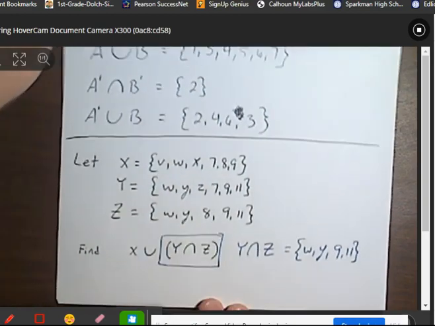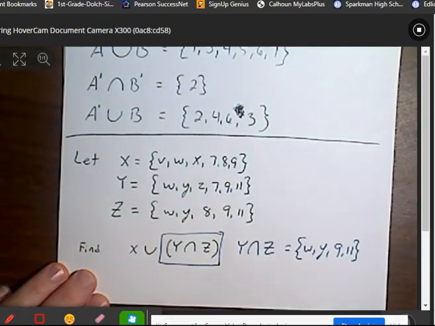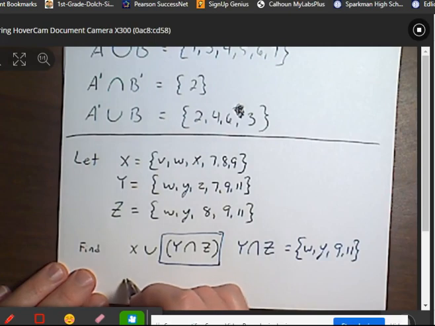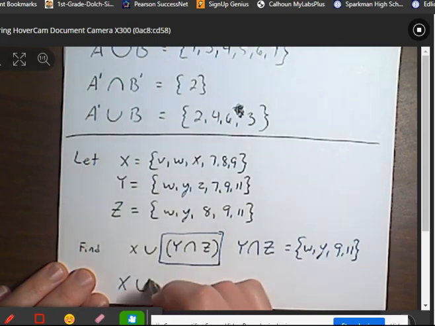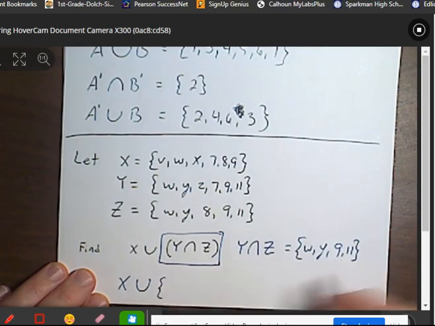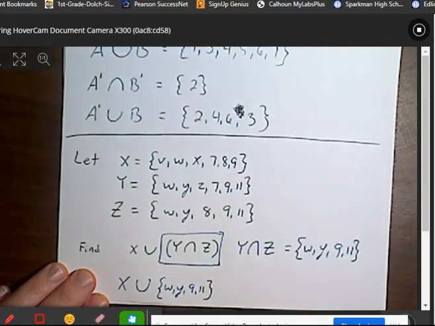Okay, so it's basically just like your regular order of operations where you have a set of parentheses. You have to do that first. And now you're going to go back and do this where we're going to do set X. We're going to put that together with basically W, Y, 9 and 11.